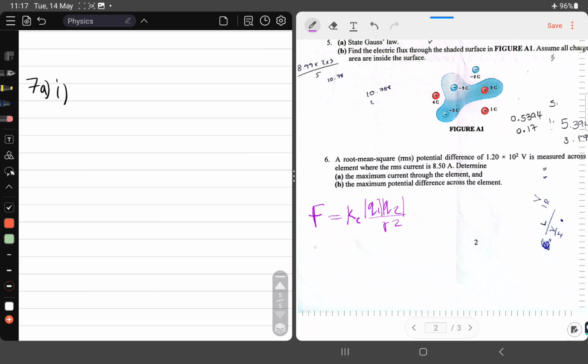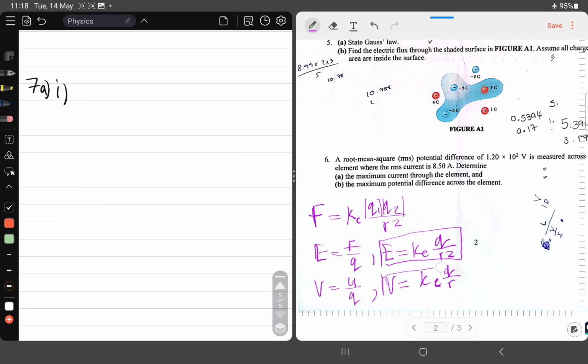And then from here, we also know that E is equal to F over Q. Then E will be equal to KE Q over R squared. And then we had V being equal to U over Q, which means V is equal to KE Q over R. If you're asked for the electric field at a point, we use this one, then this one for V. If we're asked for force on a point, we use this one. We first find the magnitude and then we resolve, right?